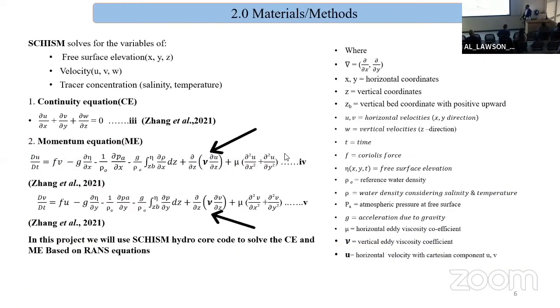So the physics of SCHISM is simply based on the ever-present continuity equation and the momentum equation of incompressible fluid dynamics. So our SCHISM model is to solve these two equations in order to get the total velocity, which is the horizontal velocity in both x and y axis that we're interested in.